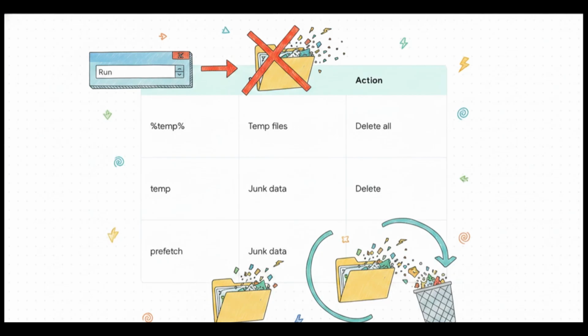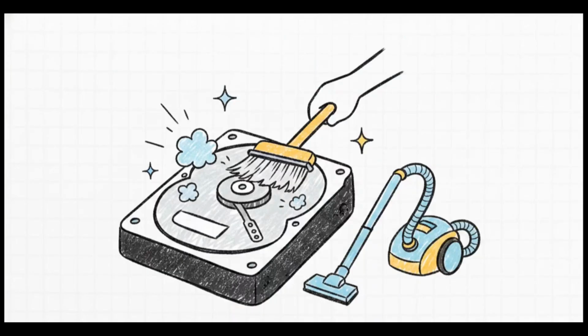But wait, don't stop there. You can also try typing just the word temp by itself, or the word prefetch. These commands open up other hidden folders packed full of useless data that you can safely delete to clean your PC even more. Next up is Command 4, and oh man, it's a big one.